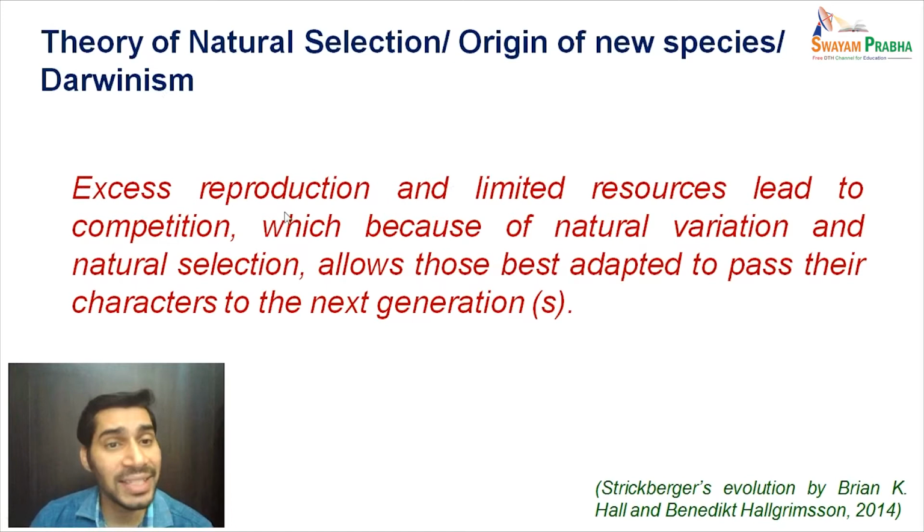Again, just like Lamarck's theory, if we try to put Darwin's theory in a nutshell, it says the excess reproduction and the limited resources lead to competition, which, because of natural variations and natural selection, allows those best adapted to pass their characters to the next generation. Which means there is always an excess reproduction. So the number is very high.